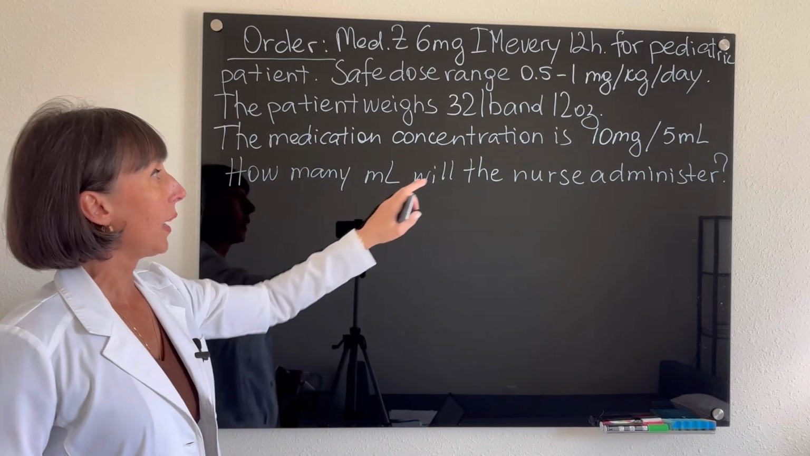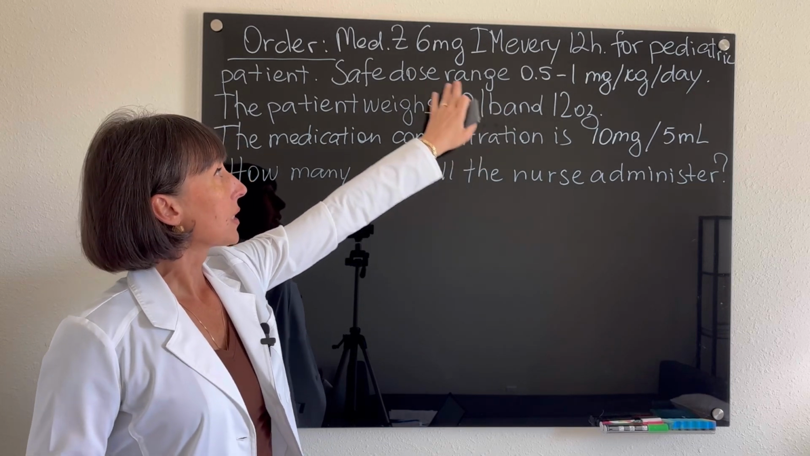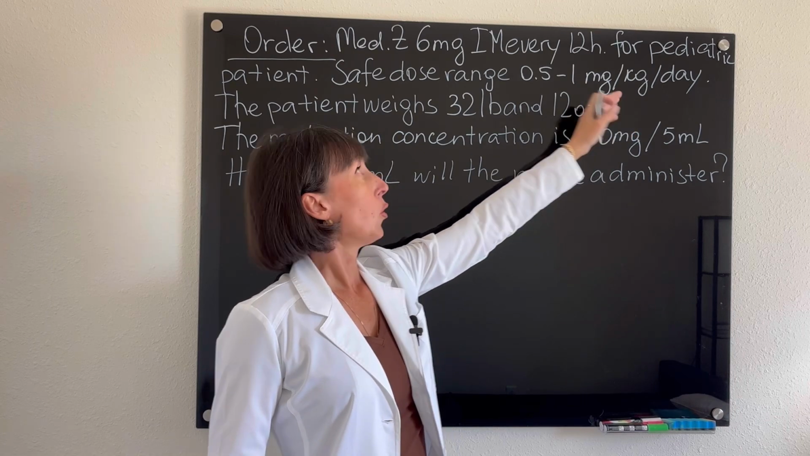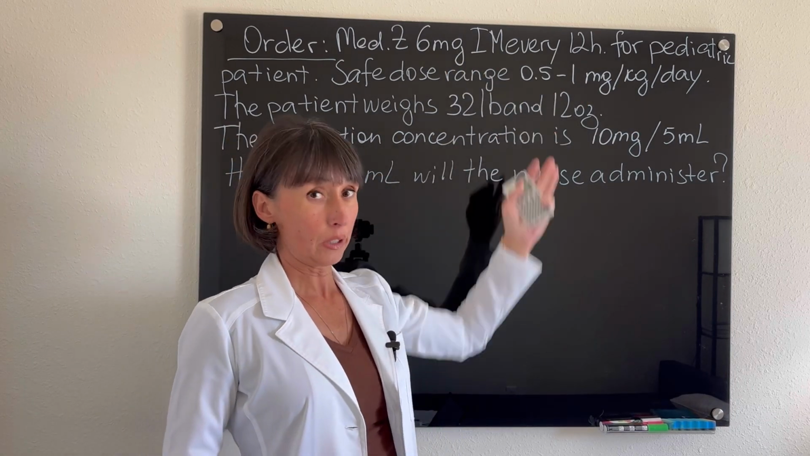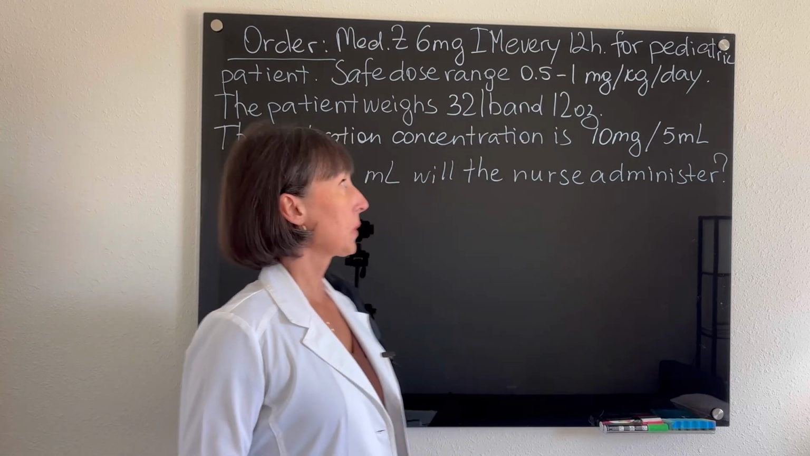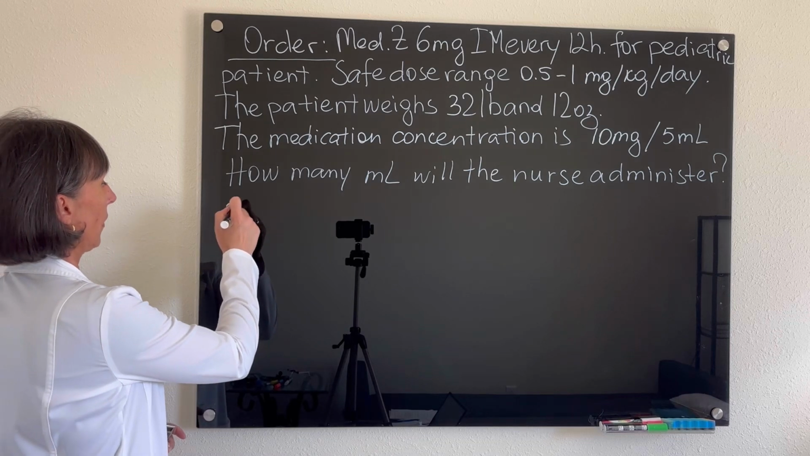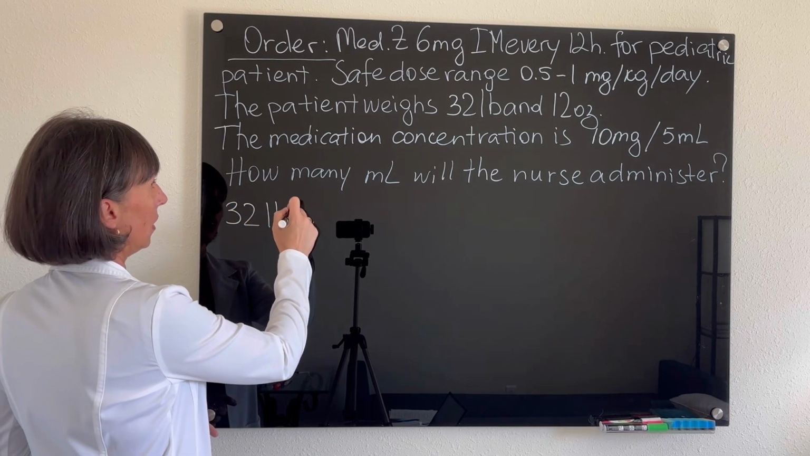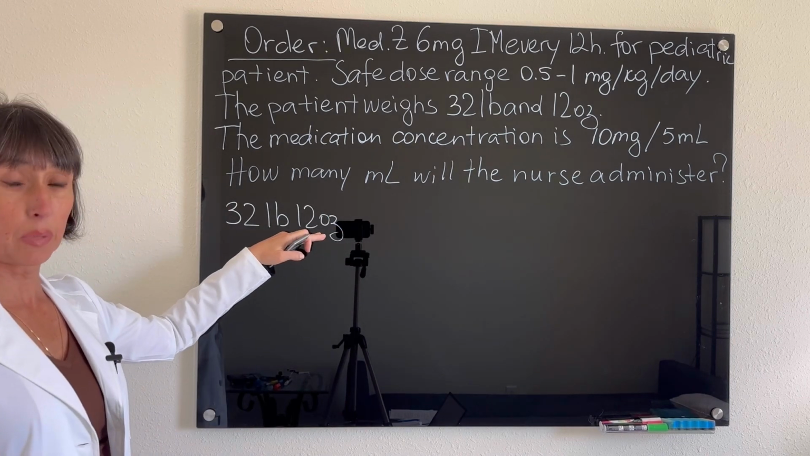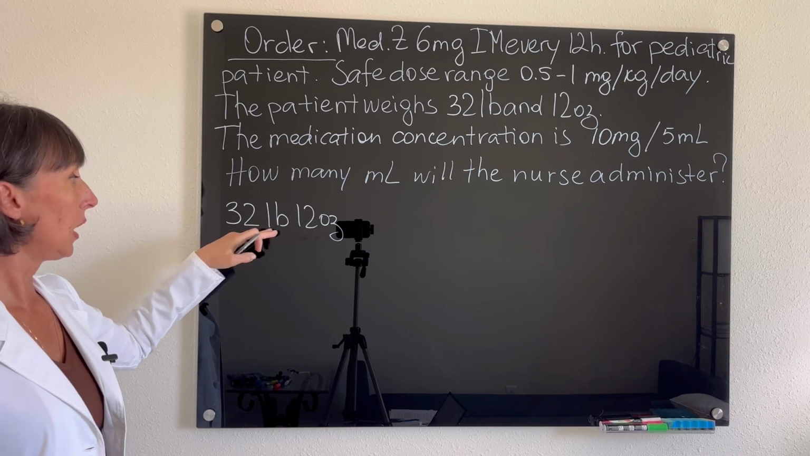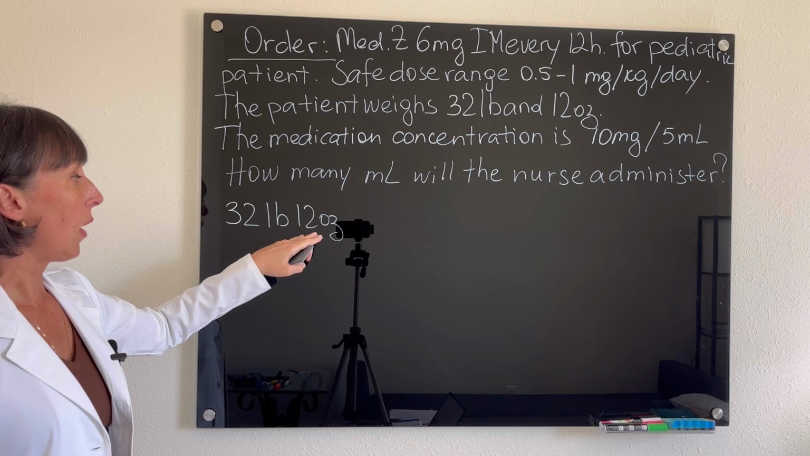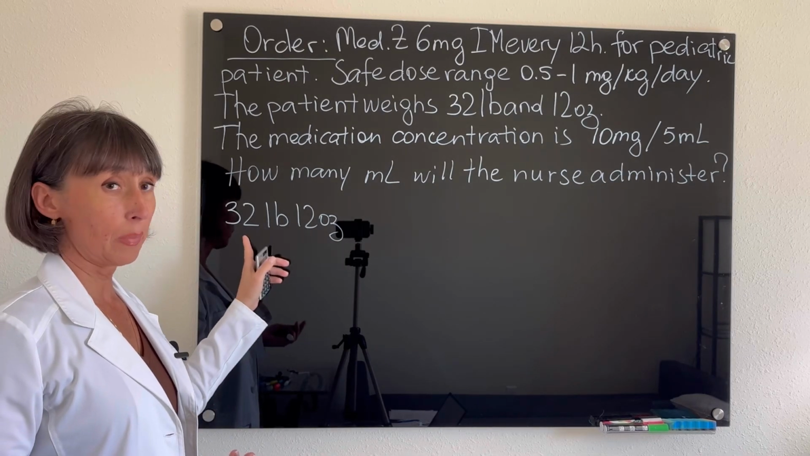Let's first figure out our weight, because our safe range is per kilogram of body weight. And in order to compare our order to the safe range, we need to know how much our patient weighs in kilograms. I'm just going to rewrite the pounds and ounces that patient weighs right here. This is what we're dealing with. How do we convert this to kilograms? Let's first work with our ounces. We're going to convert ounces to pounds first.